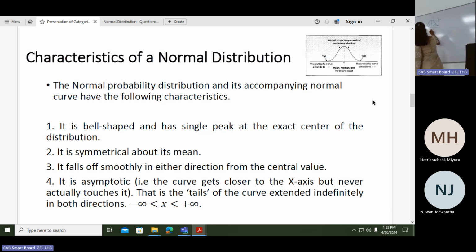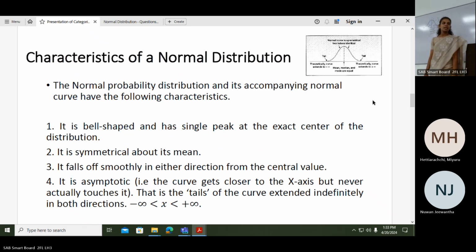Then the median value and the mode. These three are central tendency measures. Mean, median, mode. In the normal distribution, the values of these three measurements are equal. Mean, median, and the mode. Think mean is 20, then median is 20, mode is also 20. So mean, median, mode are equal in the normal distribution. It's clear? It's simple.